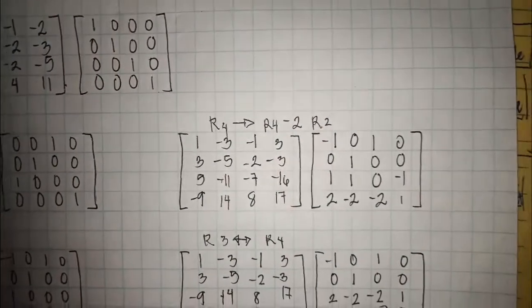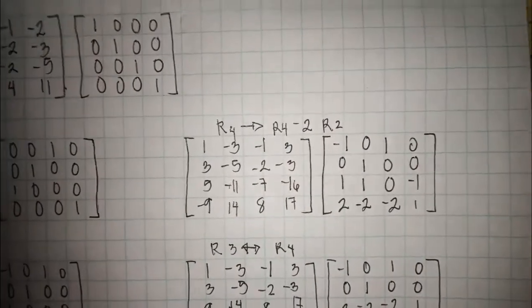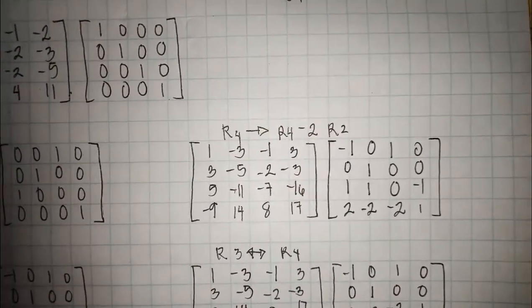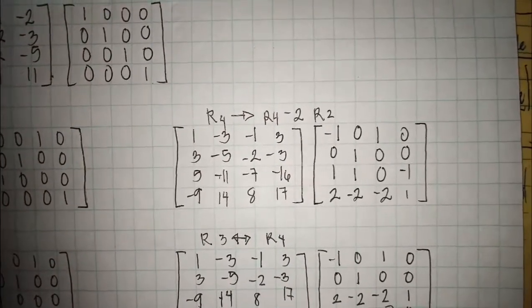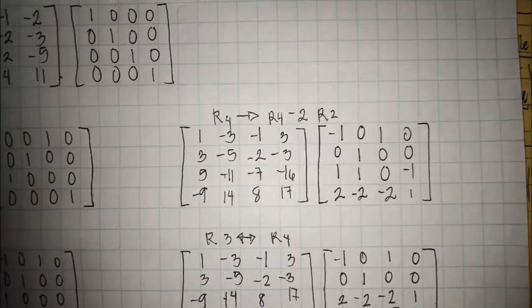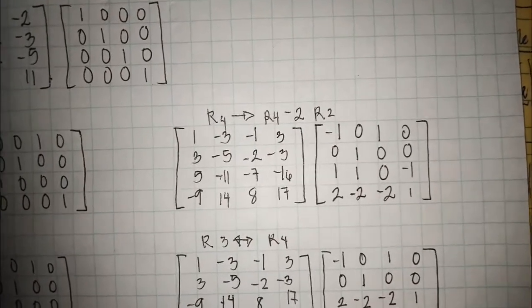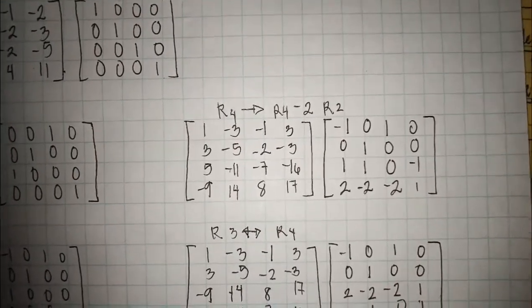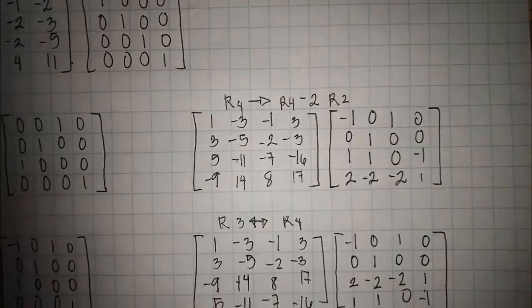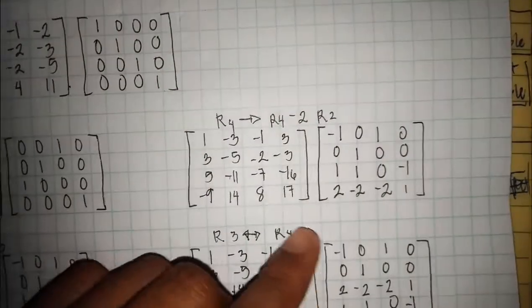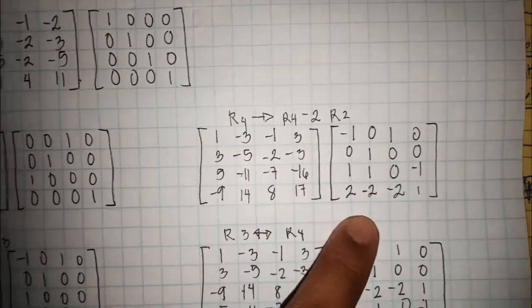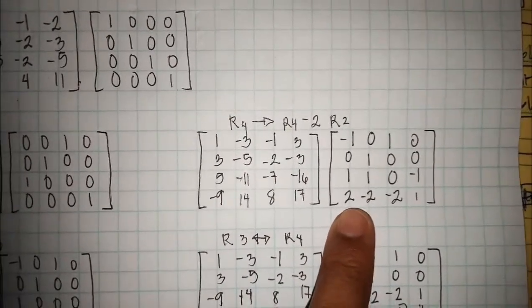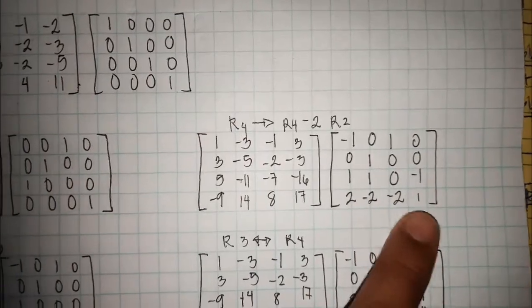And then, to get the R4 again, we have R4 minus 2 times R2. So we list down the R1, R2, and R3 and get the R4. And we have negative 9, positive 14, 8, and 17 in R4. And on the other side, we have 2, negative 2, negative 2, and 1.